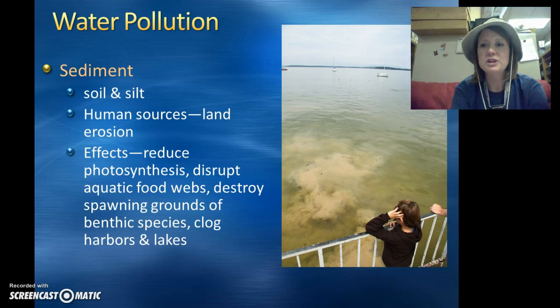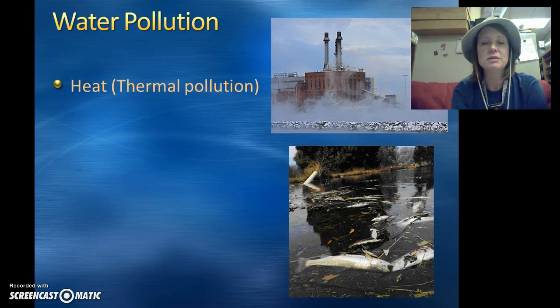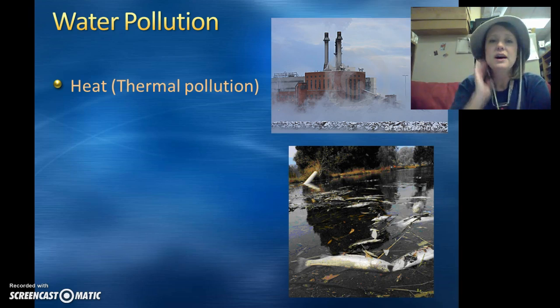When we have too much sediment and have high turbidity, that can reduce photosynthesis because sunlight cannot penetrate to those bottom plants. So if we don't have our primary producers, that's going to affect the aquatic food webs. It's going to affect our benthic species, those that live on the bottom. It can clog harbors, clog lakes. That sediment builds up behind dams. Another type of water pollution is thermal pollution or heat.